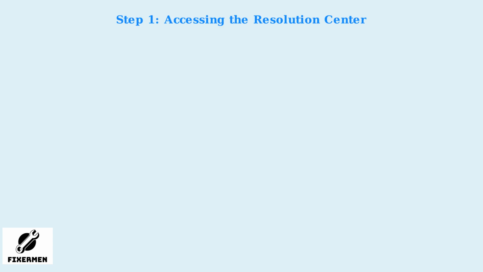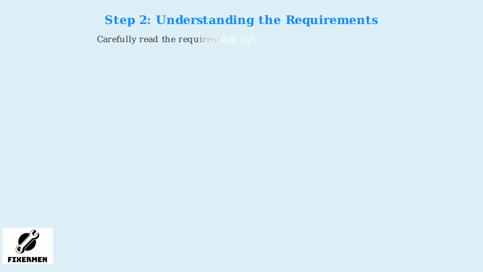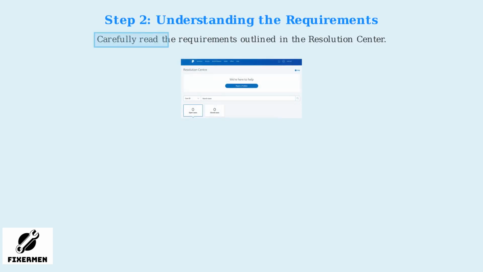This page provides clear guidance on what documents or information you need to submit to resolve the limitation. Remember, accessing the Resolution Center is your starting point for resolving any PayPal account limitation. It provides all the information you need to proceed with the resolution process. In Step 2, carefully read the requirements outlined in the Resolution Center. PayPal will specify exactly what information or documentation they need to verify your identity, confirm transactions, or prove business legitimacy.